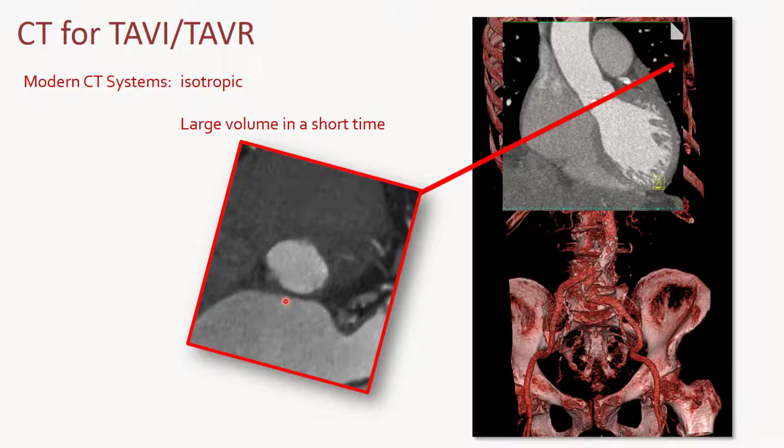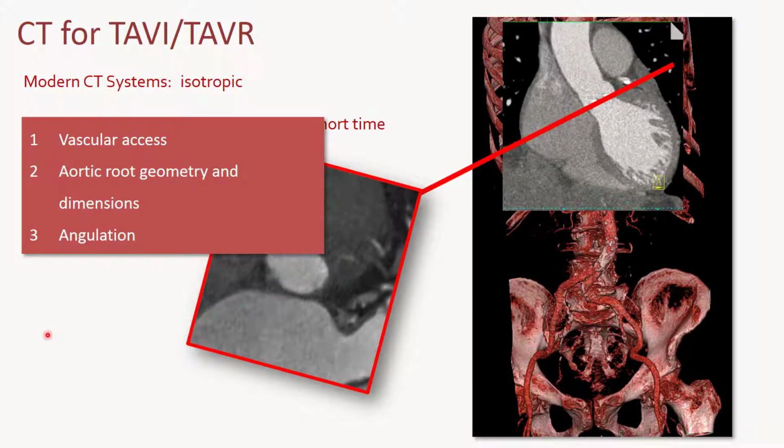In the context of TAVI, this is used to assess 3 different points that help with planning the procedure. First of all, vascular access. Are the femoral arteries suitable to accommodate the sheath? Second, looking at the aortic root geometry and dimensions, choosing the right prosthesis for the patient. And finally, angulation, which is the best orientation to have the C-arm projection during the procedure. This can be predicted by CT. And let me go through these 3 points that are important for TAVI planning.